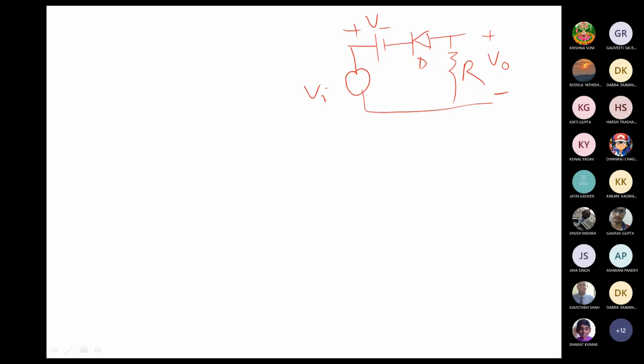Okay. So starting with Vi is equal to 0. Okay, let us start with Vi is equal to 0. Then for Vi equal to 0, we will have the effective voltage across the diode to be of the negative polarity. Okay.